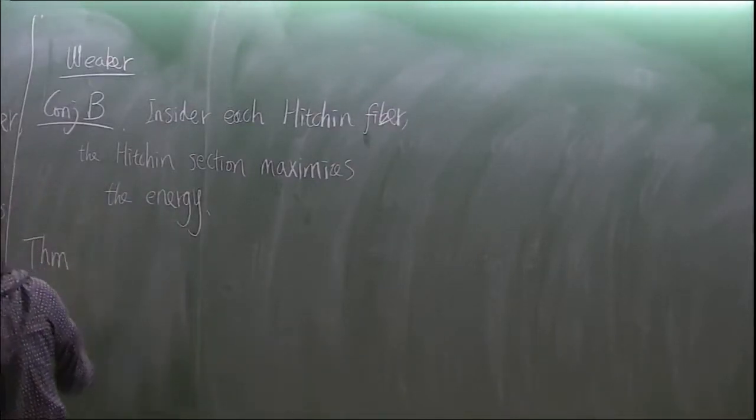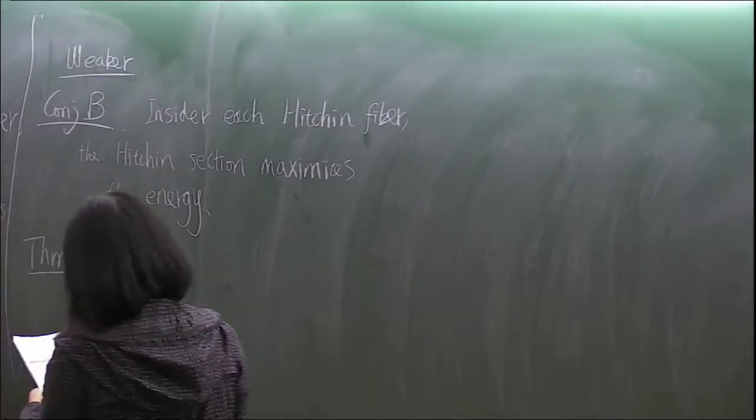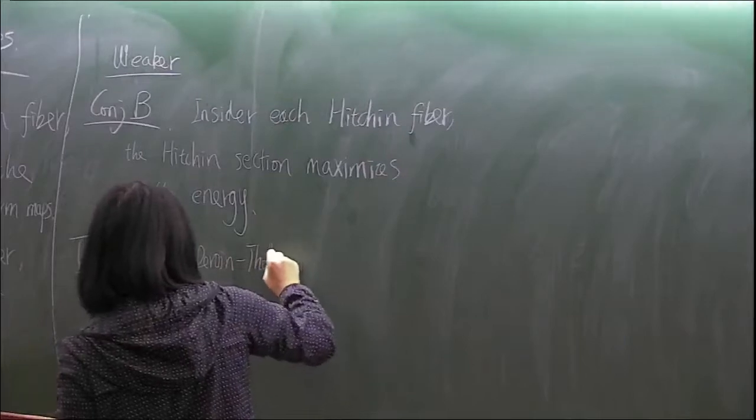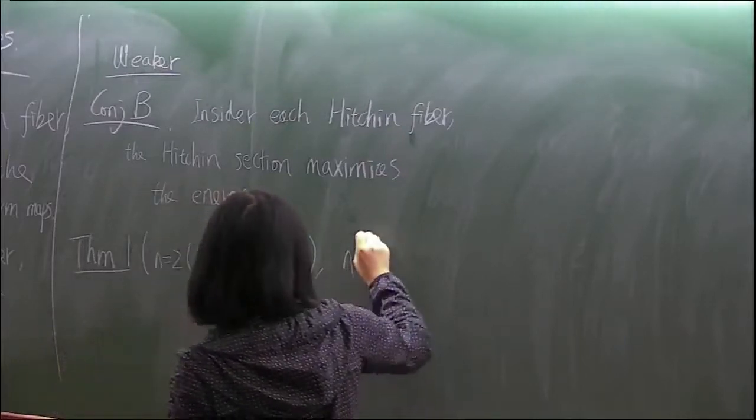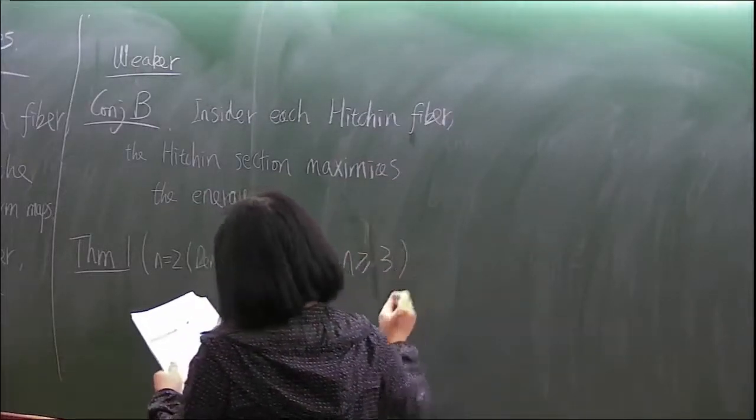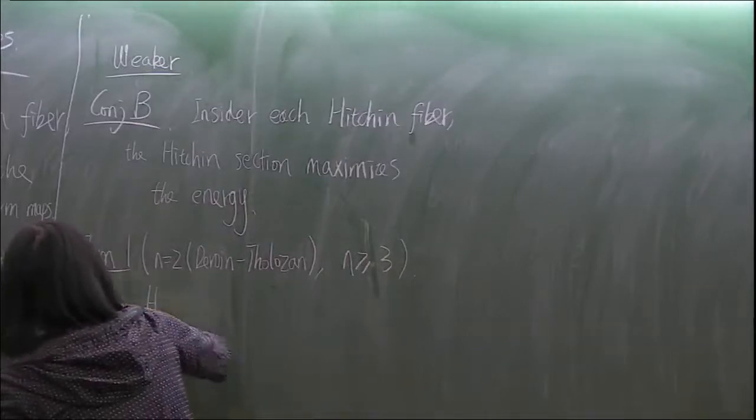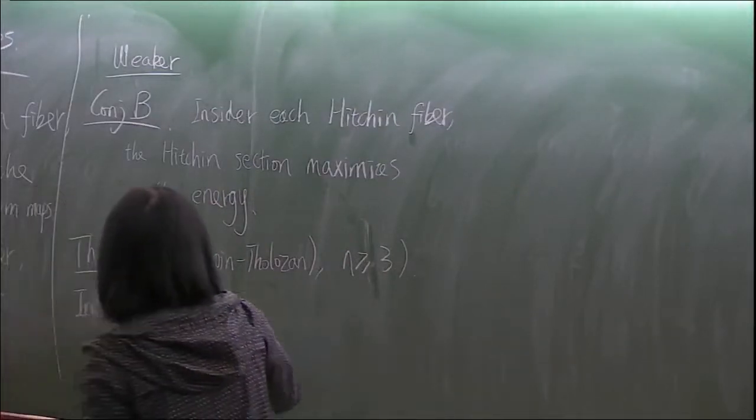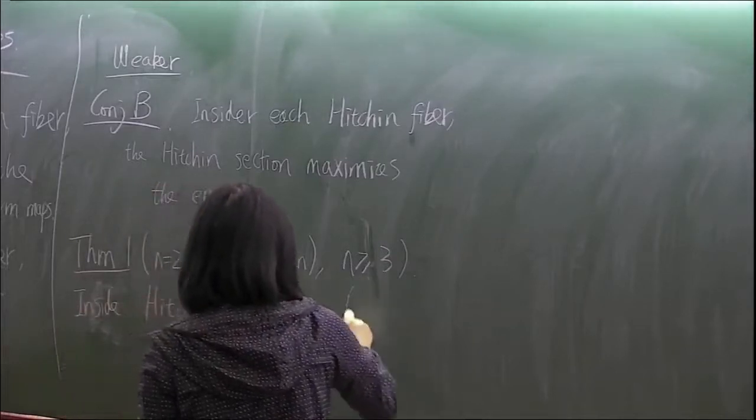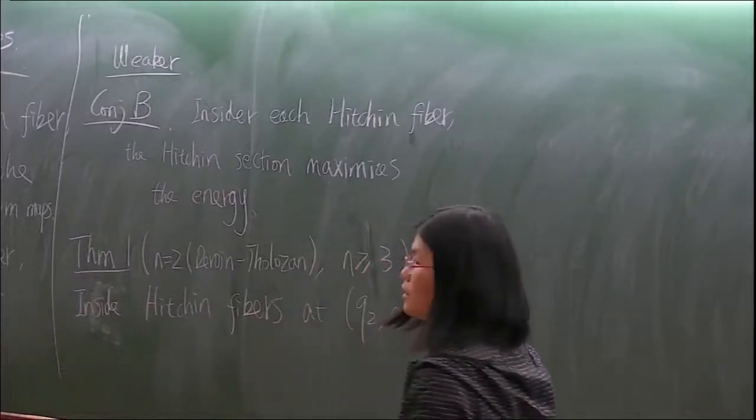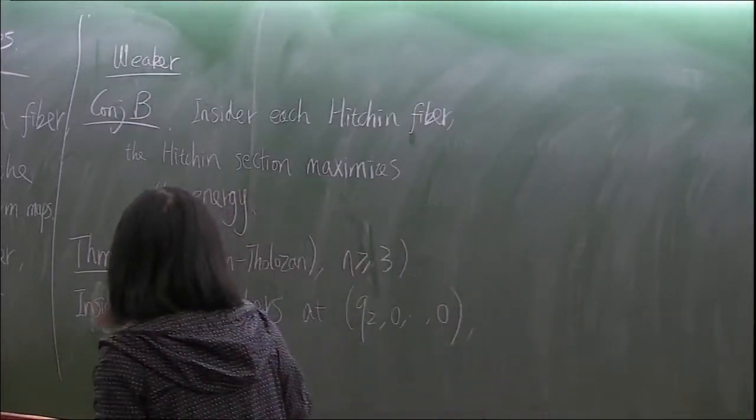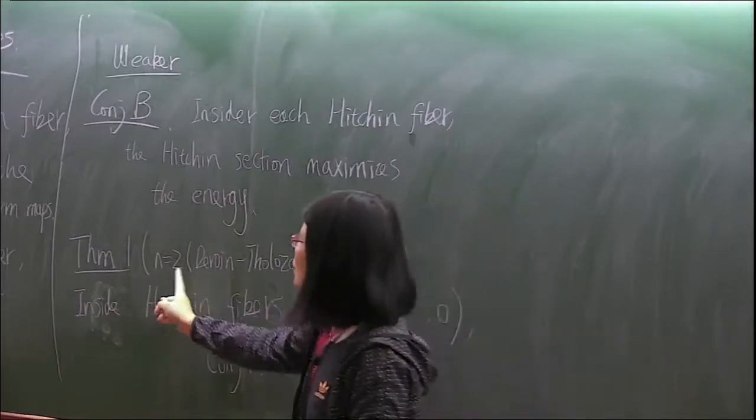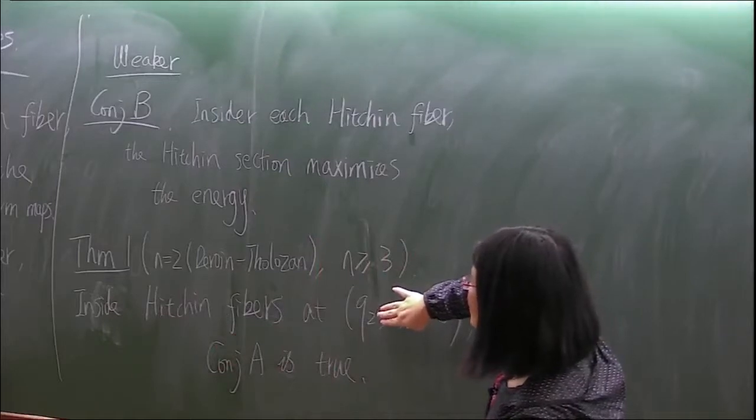So what's the known case for n equal to 2? This is by Dai and then Li. And then for general n, for Hitchin fibers, inside the Hitchin fiber at Q2, 0, 0, conjecture A is true. So note that for the n equal to 2 case, it's not a special fiber, it's all fibers.